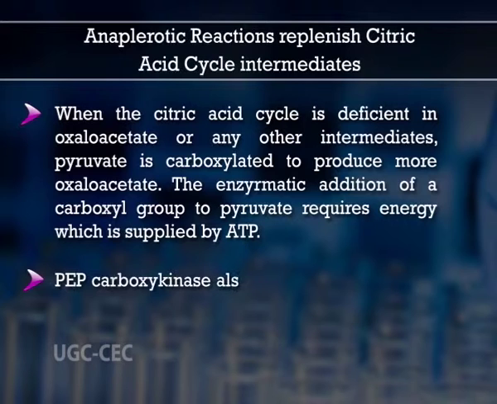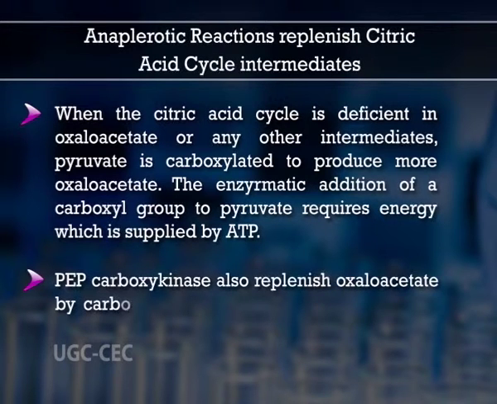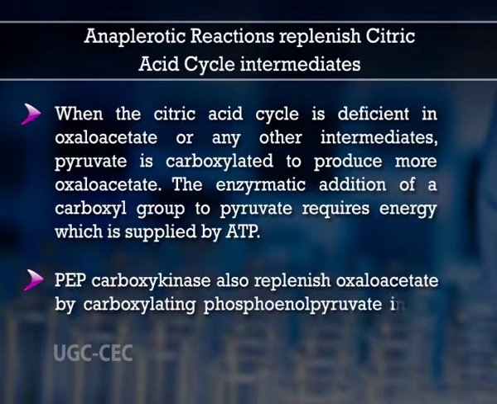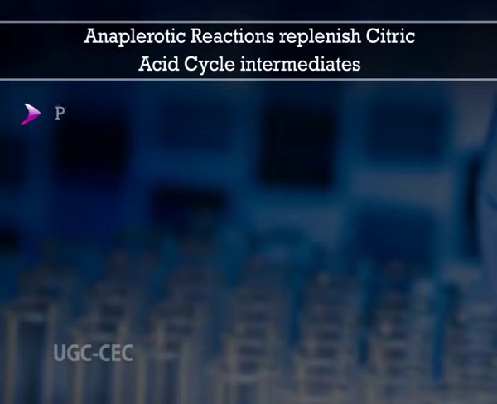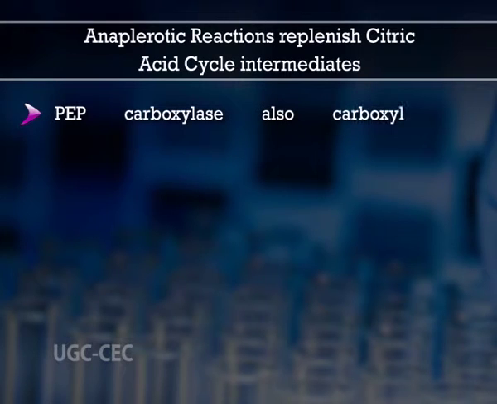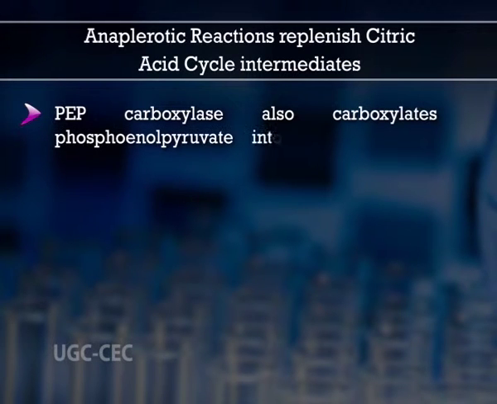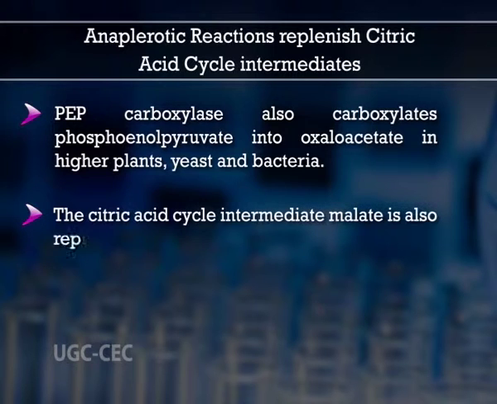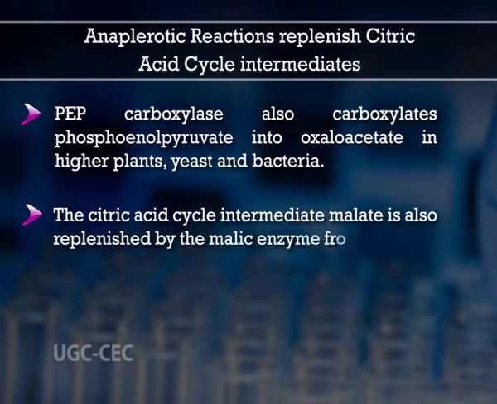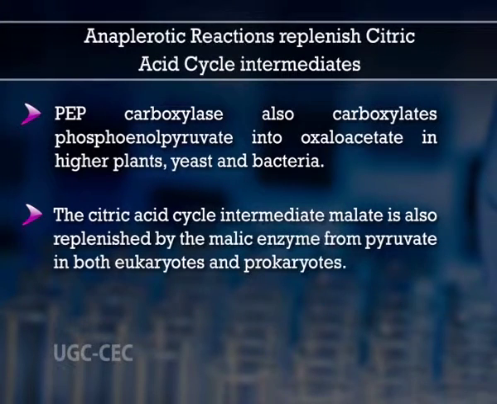PEP carboxykinase also replenishes oxaloacetate by carboxylating phosphoenolpyruvate in the heart and skeletal muscles. PEP carboxylase also carboxylates phosphoenolpyruvate into oxaloacetate in higher plants, yeast, and bacteria. The citric acid cycle intermediate, malate, is also replenished by the malic enzyme from pyruvate in both eukaryotes and prokaryotes.